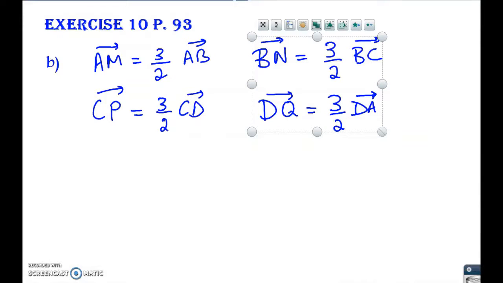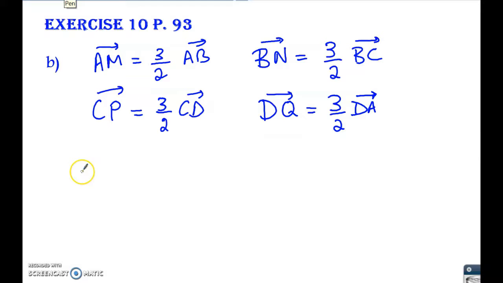Part B. Find BM and DP in terms of AB. So let's start first with BM. We want to have BM in terms of AB. Notice here I have BM. To get AB, which is just minus BA, I can insert here letter A. So if I insert here letter A, I would get AB, which I want. Also, I would get AM, which is 3 over 2 AB.